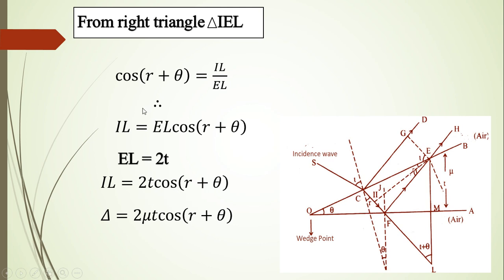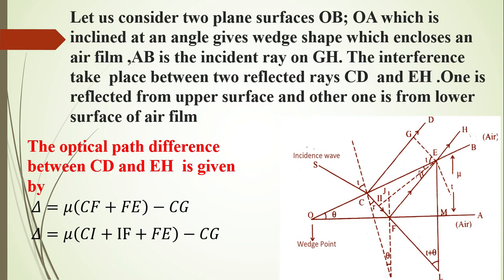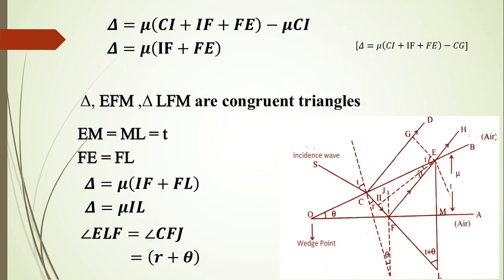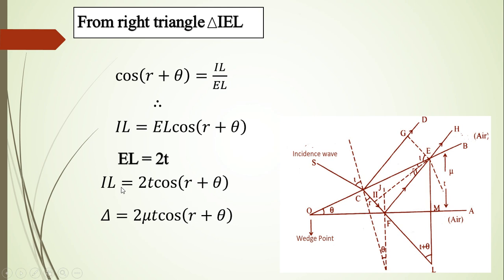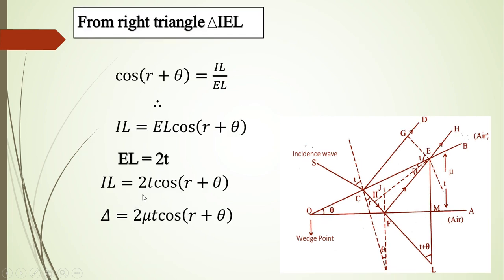Put in the value of IL in the above equation. So delta is equal to mu times IL, and the value of IL is 2t cos r plus theta. So the path difference between the two reflected rays is equal to twice mu t cos r plus theta.